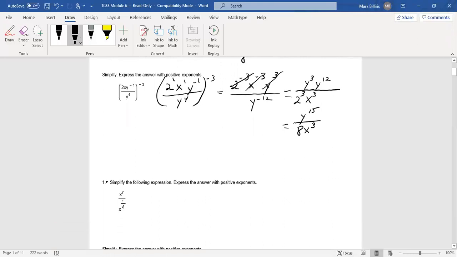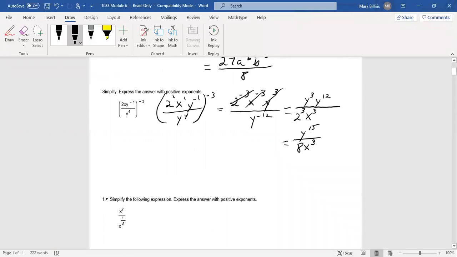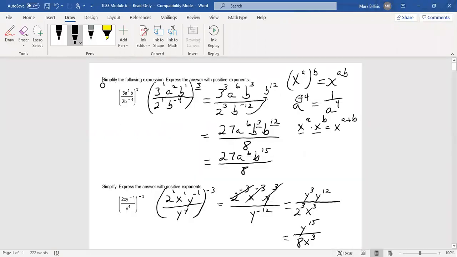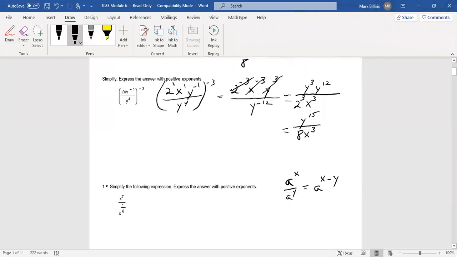Now let's look at the quotient rule. The quotient rule states that whenever we're dividing like bases, so if we have a to the x over a to the y, we subtract the exponents. So it's a to the x minus y. In this case, we have x to the 7th over x to the 1/8 power. So we're going to use the quotient rule, and we're going to have x to the 7th minus 1/8.